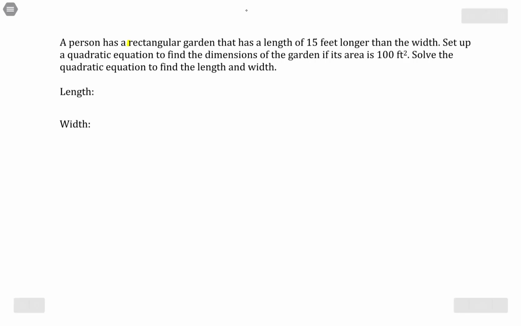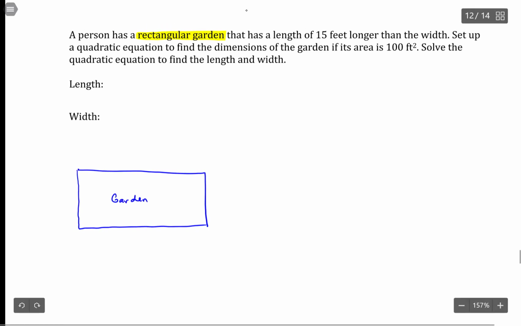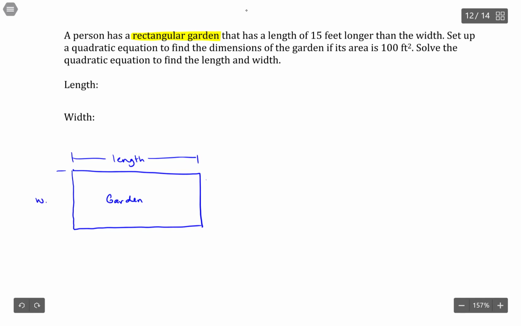First off, we have a person with a rectangular garden. Okay, well, that's something we can work with. I know what a rectangle is. Here's a rectangle. So here's my garden. Okay, now it has a length of 15 feet longer than the width. So I have two dimensions to my garden. I have length and I have width. So I'll just define those.